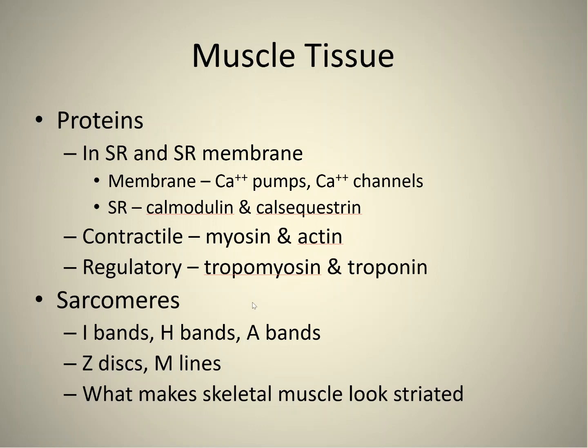And skeletal muscle is striated because it has sarcomeres. The sarcomere is the smallest part of a muscle that actually contracts. And it has various bands called I bands, H bands, and A bands, Z discs, and M lines. We're going to look at that in the next video, second slide in the next video. And then we're going to look at in the next slide in the next video how these contractile proteins and regulatory proteins are arranged in thin and thick filaments.